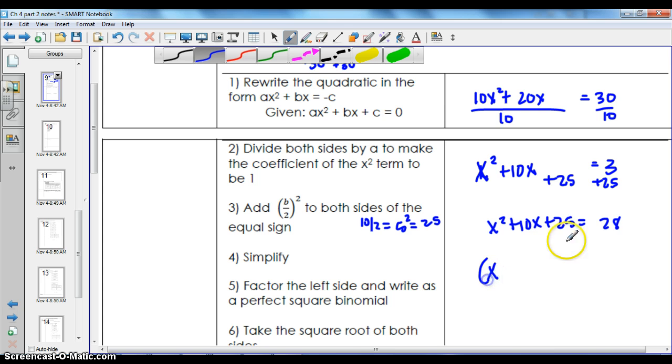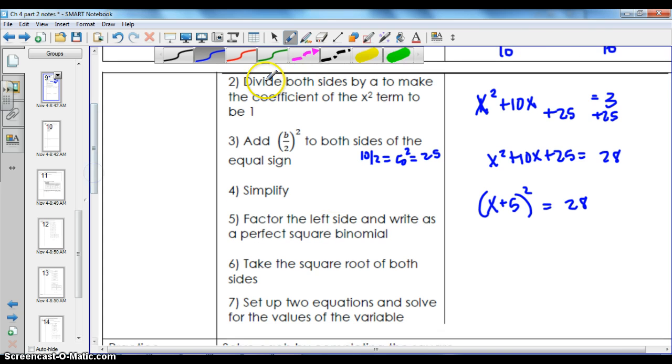Next, we're going to factor the left side as that perfect square binomial. So we keep the x, we do the square root of that last term, and we keep the sign. And it would be x plus 5 squared equals 28. Next step, we take the square root of both sides. So undo that squared by doing the square root. So now what we have is x plus 5 equals plus or minus square root 28.